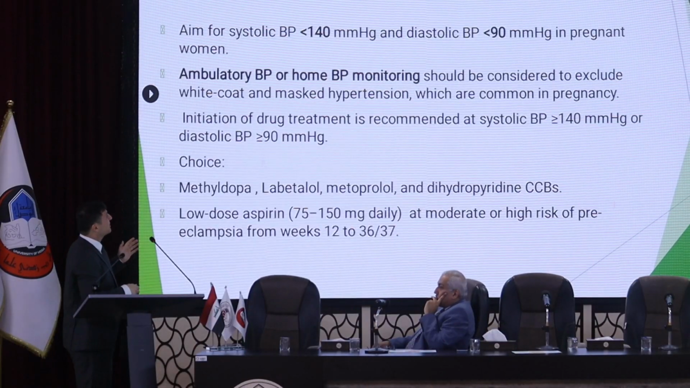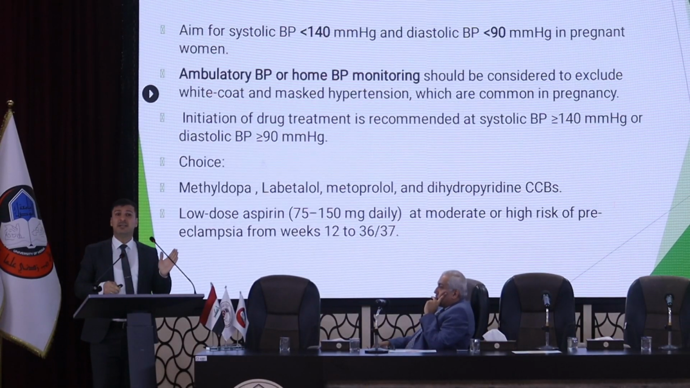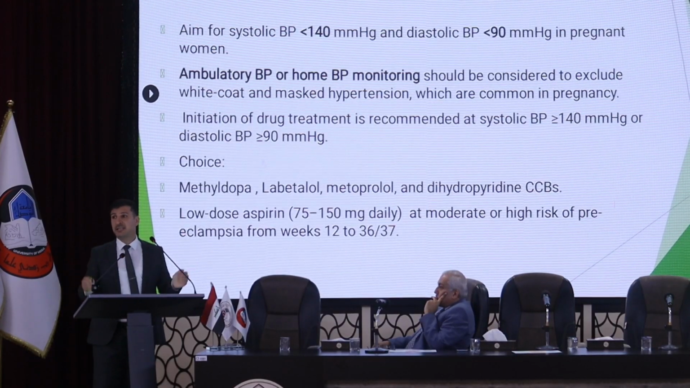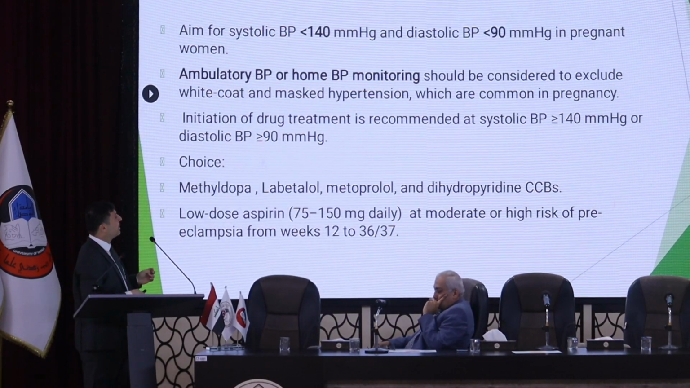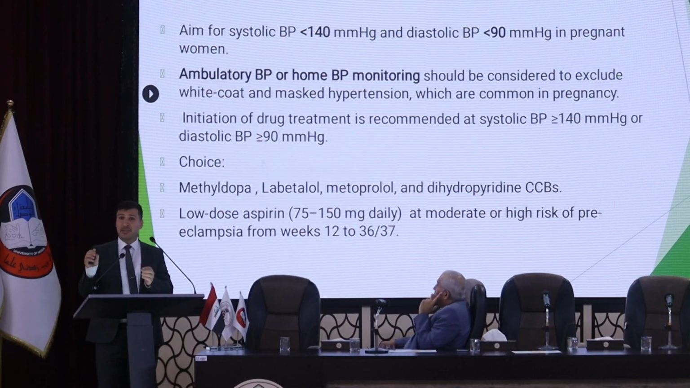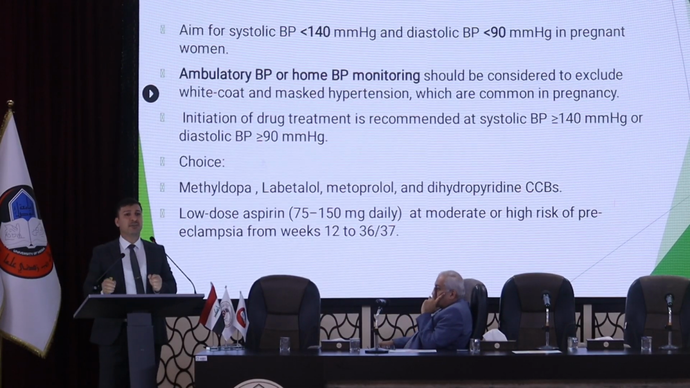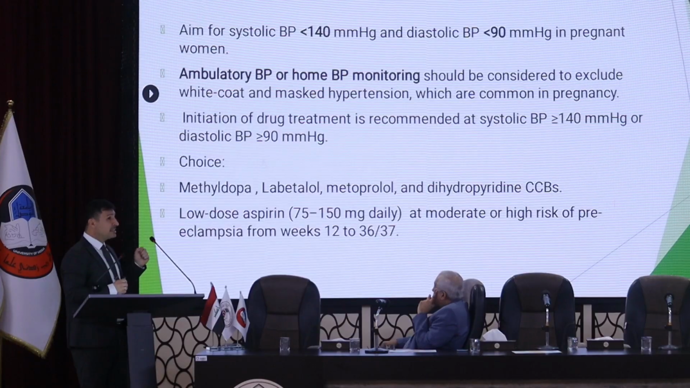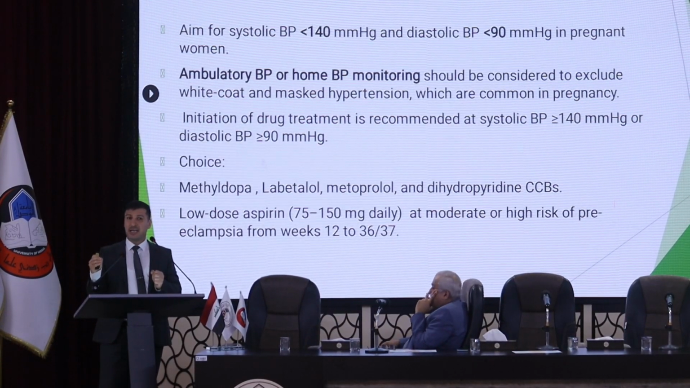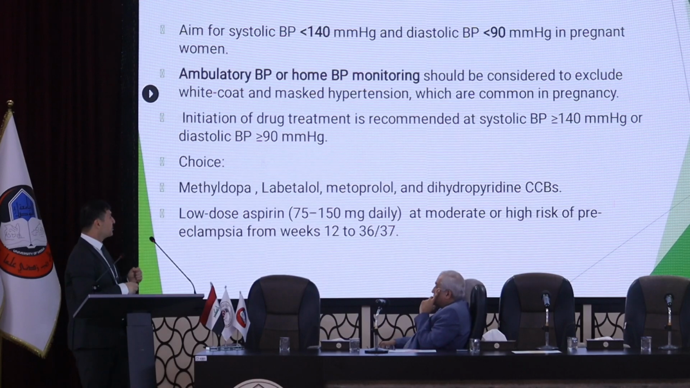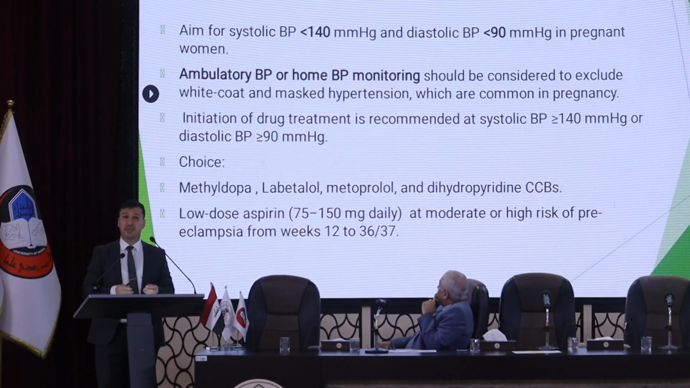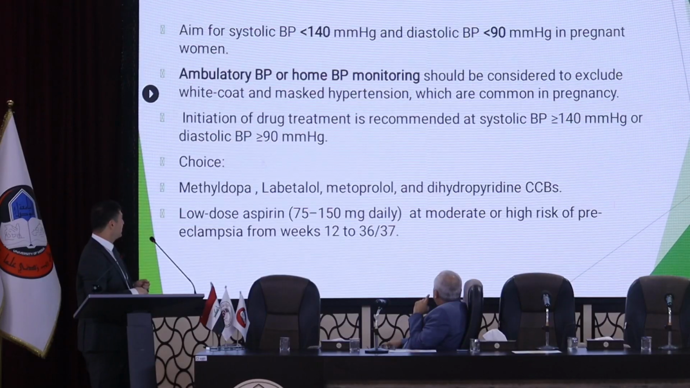We are not clear about the types, but when to consider hypertension? 140 over 90 is the clear cutoff to define hypertension. White coat hypertension is so common, so please check home monitoring for blood pressure. Start treatment when readings are above 140 over 90. What to use? Methyldopa, labetalol, or calcium channel blockers can be used.